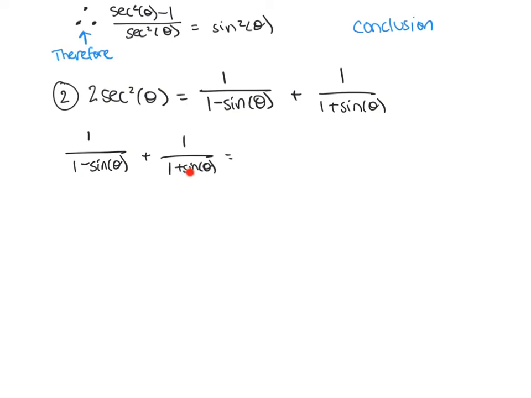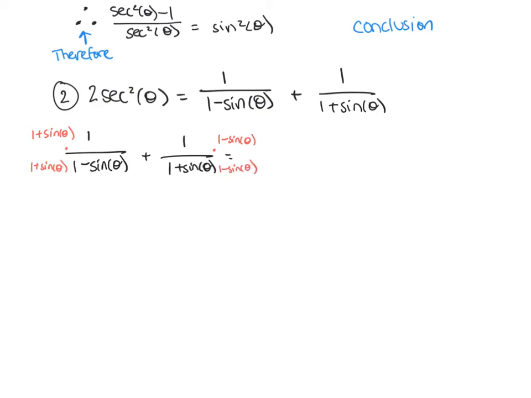So I take a look here and I go, oh, you know what? I have two fractions that I'm trying to add together. I need to have common denominators. So I'm gonna multiply this left side over here by 1 plus sine of theta, top and bottom. And on my right side, I'm going to multiply by 1 minus sine of theta, top and bottom.